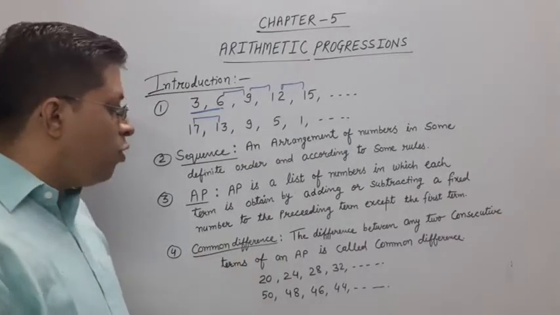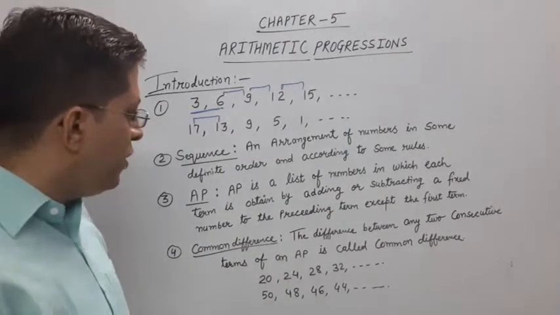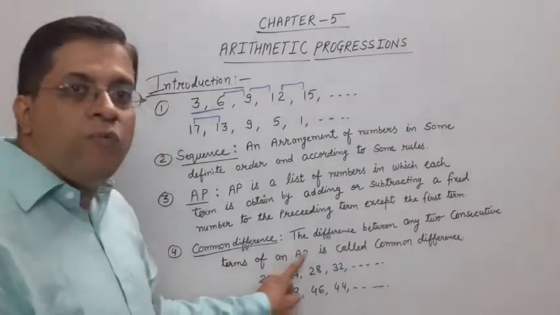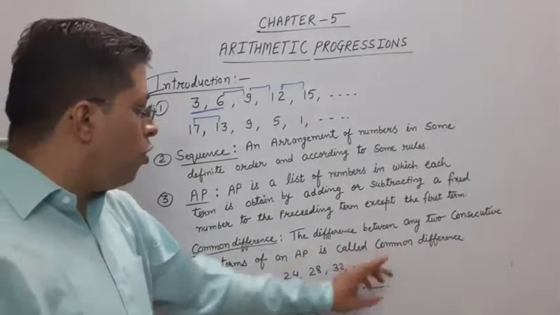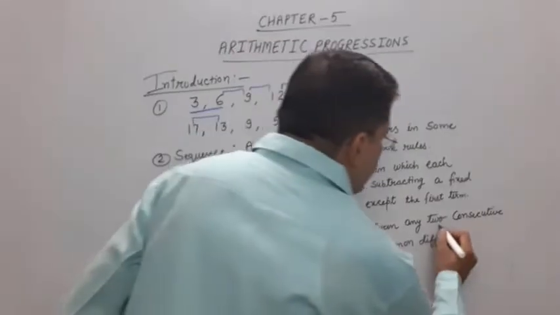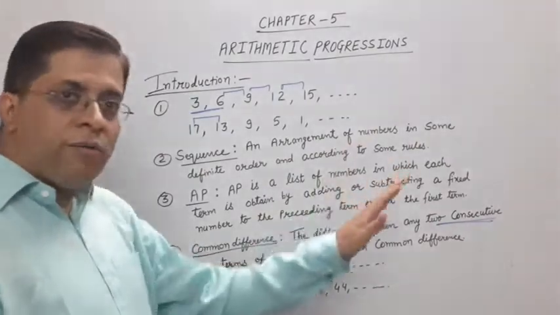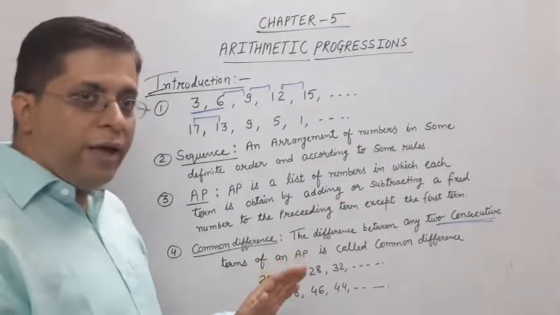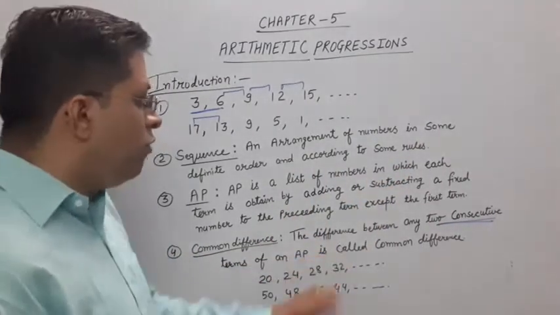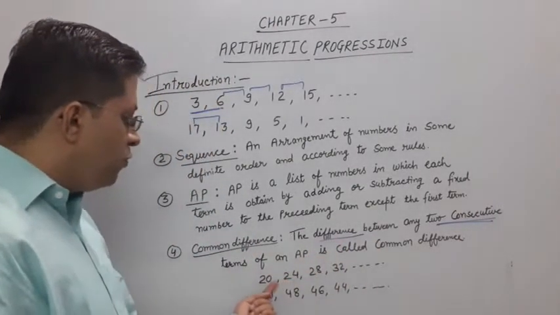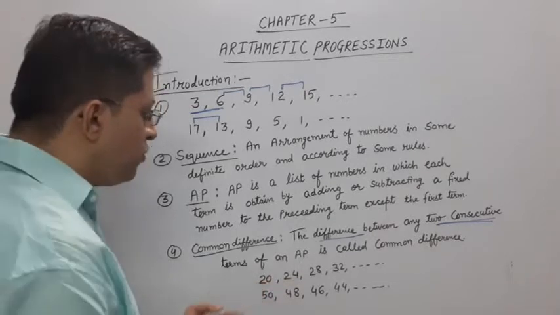Now come on to common difference. Common difference: the difference between any two consecutive terms of an AP is called the common difference. The word consecutive means second term minus first term, fifth term minus fourth term. Okay, like this you have to find the difference. Here, second term minus first term.